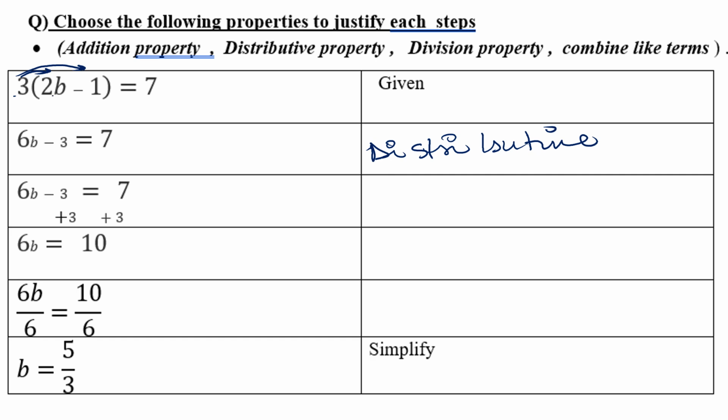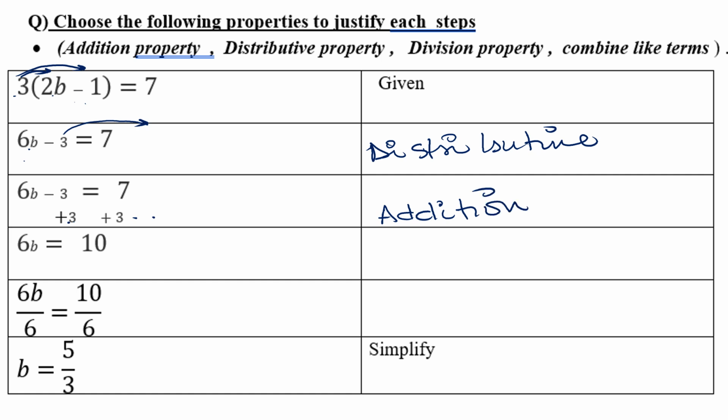3 times 2 is 6 and b is here. Minus 3 times 1 is 3 equals 7. Now what I have to do, I have to bring the negative 3 to the other side. So in order to get rid of this negative 3, we have to add 3 on both sides. So what is the name of that property in that case? Definitely, you are adding something, so it means the addition property of equality.